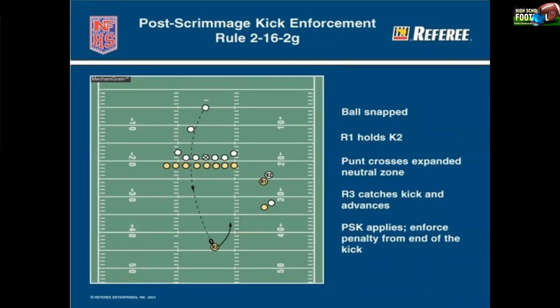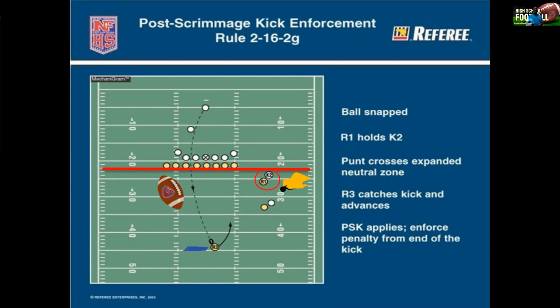All right. So let's look at this one. Again, now we got the expanded neutral zone. The ball is snapped, R holds K2. So the hold is beyond the expanded neutral zone. So we got a scrimmage kick check 1. We got a hold which was beyond the expanded neutral zone. So we got a flag there. The ball crosses the expanded neutral zone, which is great.